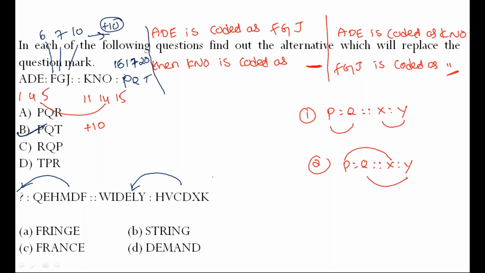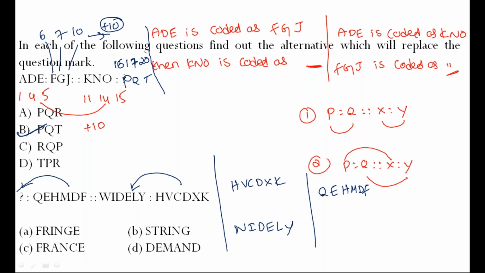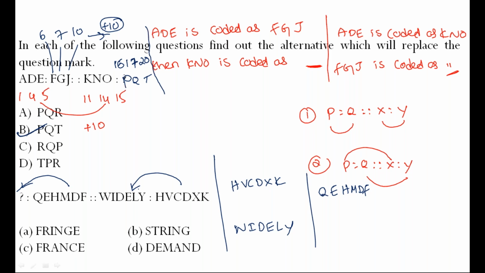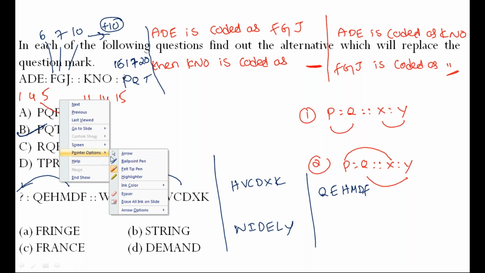You can go in the reverse way also. HVCDXK is coded as IWDEYL. Then what is the logic for QEHMDF, coded as what? If I write it in reverse, what do we have to get? You can go the reverse way also, guys. So the second one is linked with the first one. To solve the question, we always need the better method.